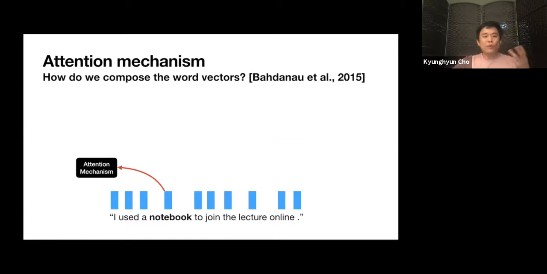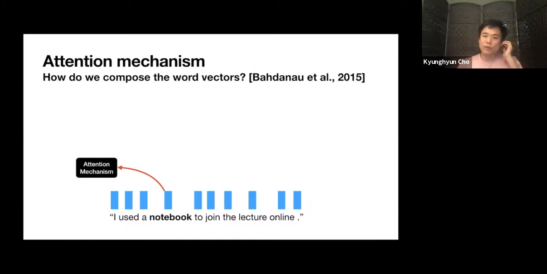Now, of course, the question is, how do we compose these word vectors? Do we simply sum them? That sounds a bit dumb, because if we simply sum all these word vectors, then it won't know about the order of the words, nor can they cancel each other. So we need something smarter.